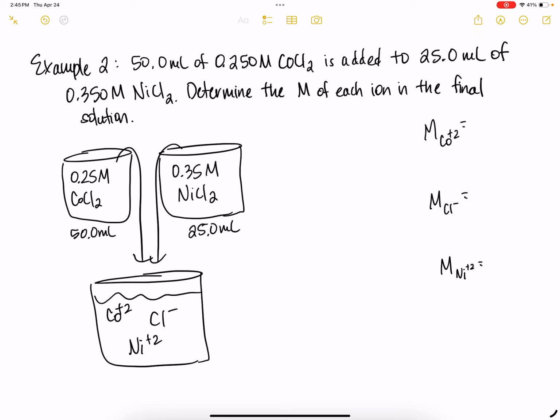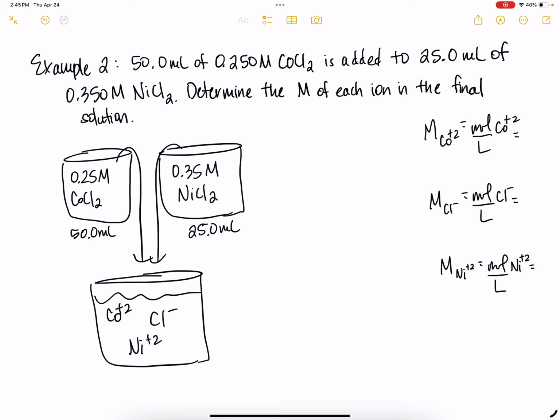Of course, when we find molarity, it's moles per liter. And in this case, if I'm looking for the molarity of the cobalt ion, then I only need the moles of the cobalt ion. If I'm looking for the molarity of the chloride ion, I only need the moles of the chloride ion. And if I'm looking for the molarity of the nickel ion, then I only need the moles of the nickel ion. We have to keep our apples and apples together, so to speak. And so now I can go about thinking about this calculation.